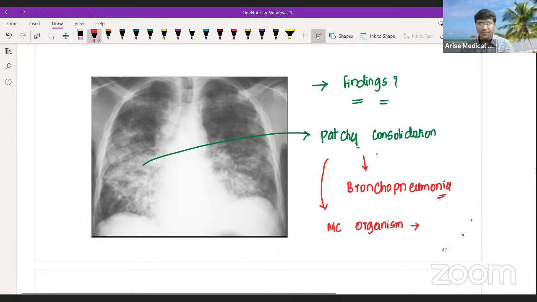Very good, Asma. So it is Staphylococcus aureus. Staphylococcus aureus is the most common organism which will cause bronchopneumonia, where you have the presence of patchy consolidation. All right, next.